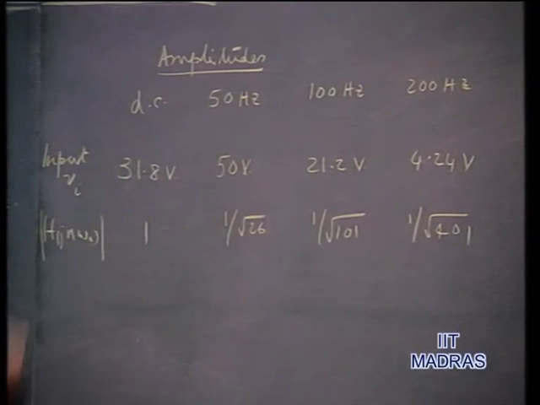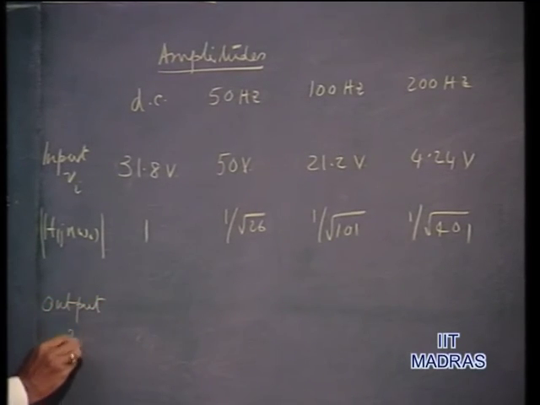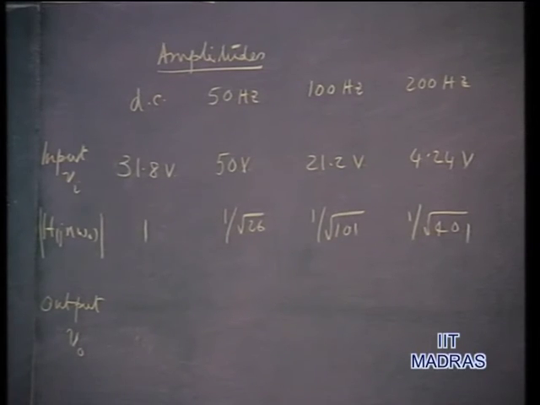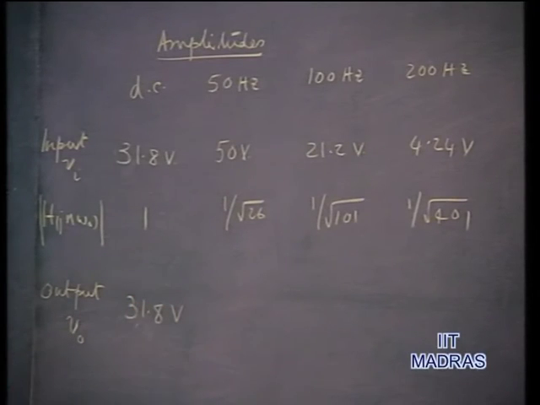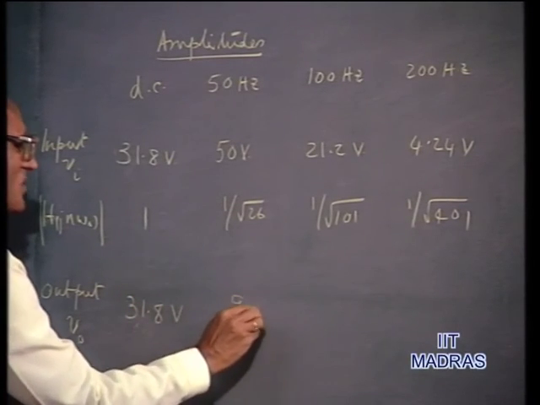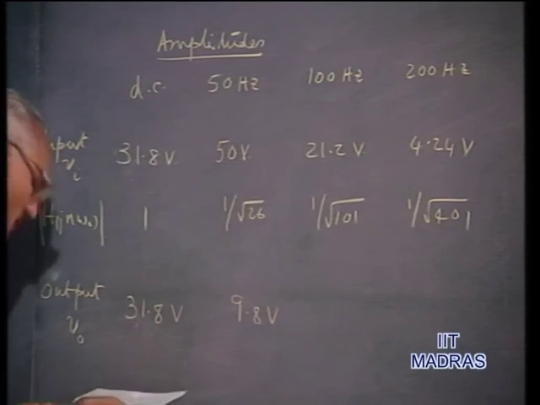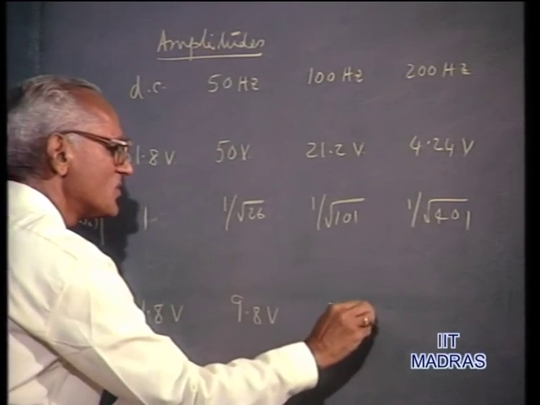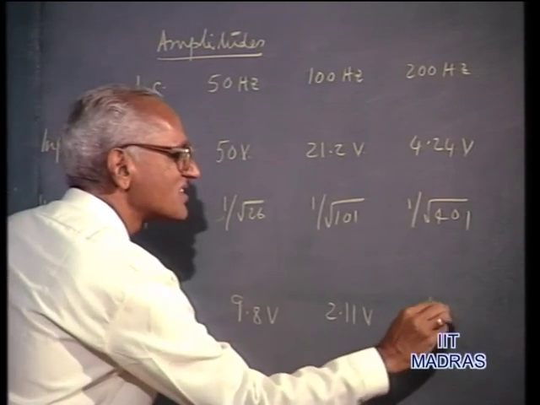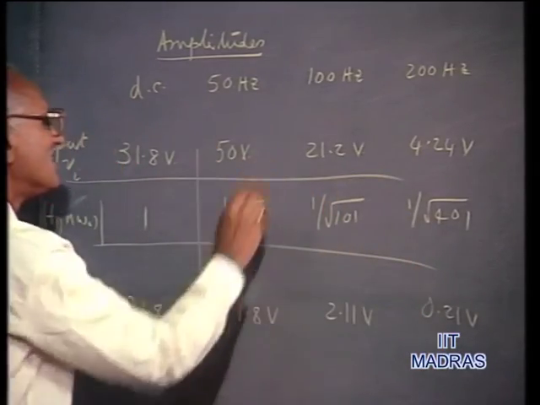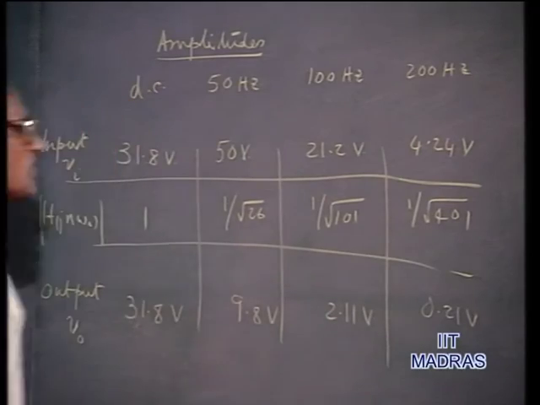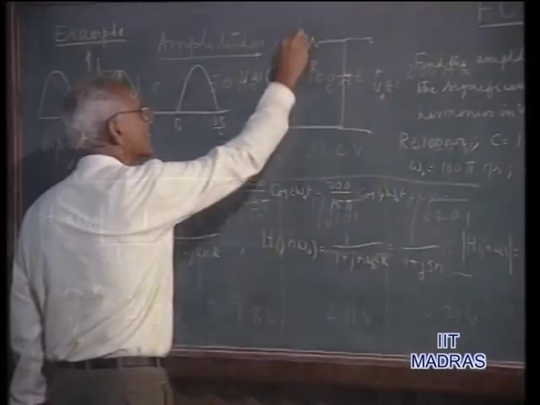So when you multiply these amplitudes with the corresponding magnitude of the system function, as far as the output is concerned, the various components will turn out to be this multiplied by this, 31.8 volts. The 50 cycles component turns out to be 9.8 volts, the 100 cycles component 2.11 volts, and this is 0.21 volts. So this RC circuit here essentially acts as a filter.